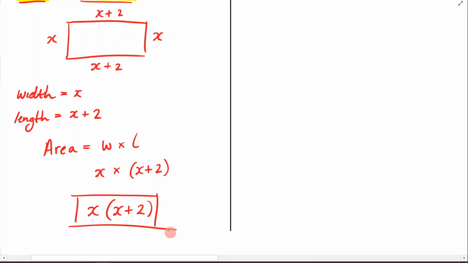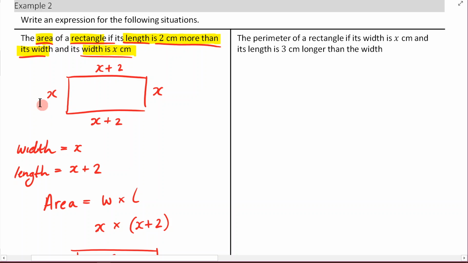That is going to be your answer. X brackets X plus 2. All right, let's now answer our next one. And again, it's always a good idea to get out a highlighter and highlight the key terms.